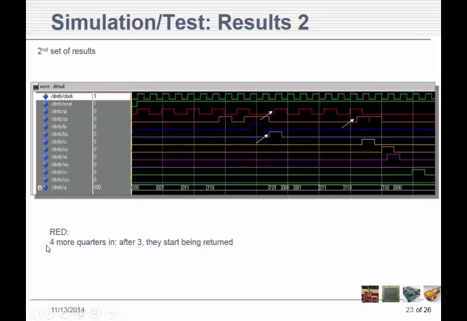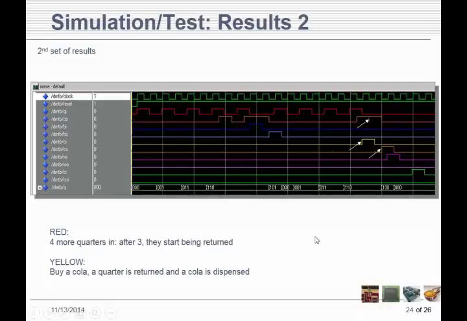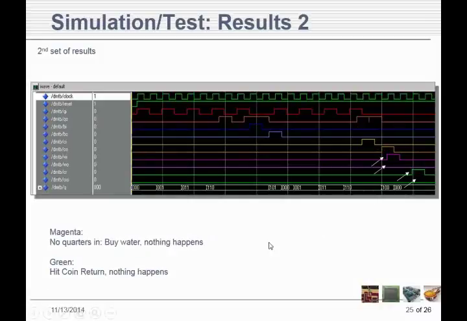Then I've got more quarters coming in. After 3, they start being returned. That shows that. And then I've got in yellow, a cola is purchased and a quarter is returned up here. And then the cola is dispensed. And then here, I finally get down to no quarters in the machine, but I try to buy water and nothing happens. And then I hit coin return, but nothing happens. So this machine was really working the way it was supposed to work.